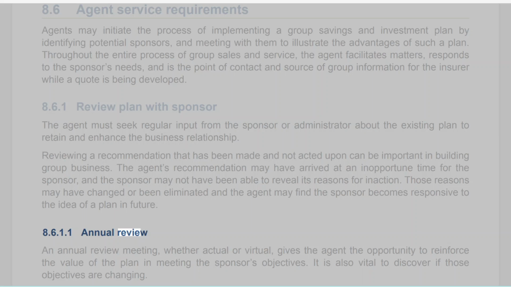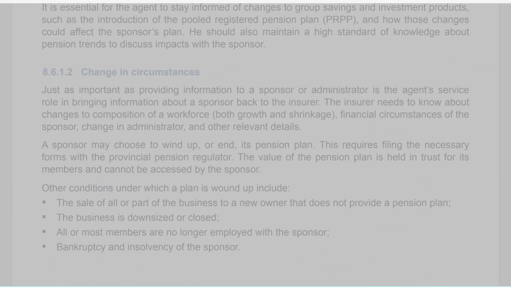8.6.1.1 Annual Review. An annual review meeting, whether actual or virtual, gives the agent the opportunity to reinforce the value of the plan in meeting the sponsor's objectives. It is also vital to discover if those objectives are changing. It is essential for the agent to stay informed of changes to group savings and investment products, such as the introduction of the Pooled Registered Pension Plan, PRPP, and how those changes could affect the sponsor's plan. He should also maintain a high standard of knowledge about pension trends to discuss impacts with the sponsor.